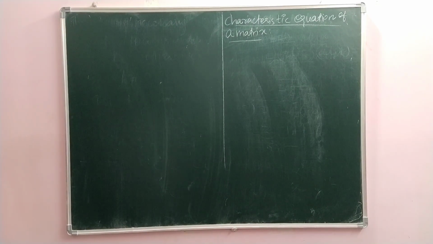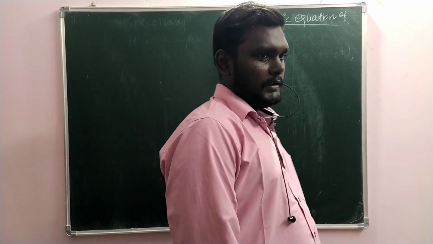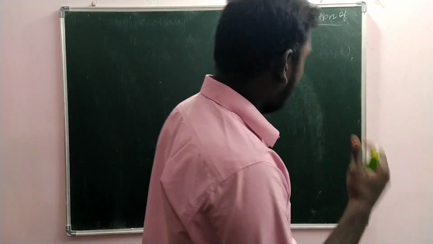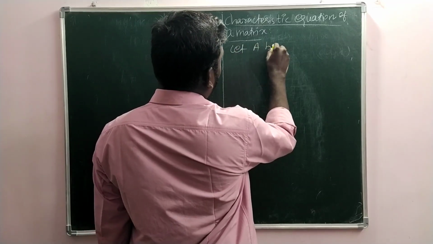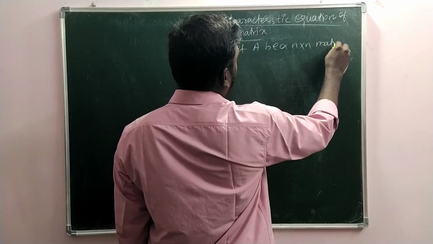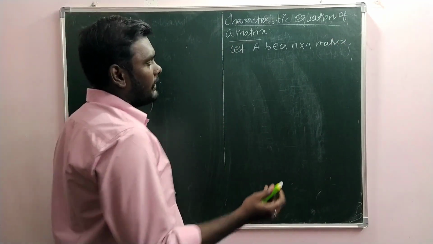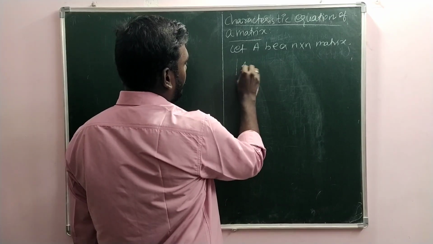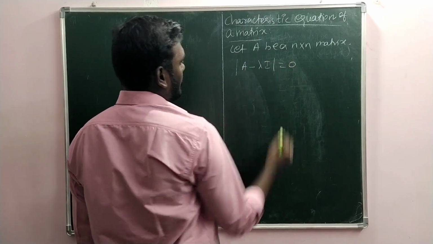Okay. The characteristic equation of a matrix is an equation. To define the equation, let us take A to be an n by n matrix. N by n matrix means a square matrix. The characteristic equation of this matrix is determined by determinant of A minus lambda I equals 0.